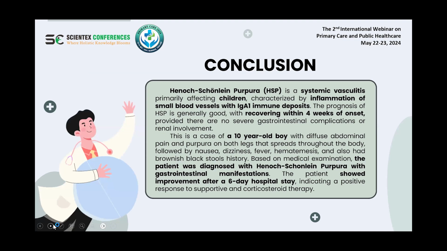And then for the last time, we have a conclusion that HSP is a systemic vasculitis primarily affecting children, characterized by inflammation of small blood vessels with IgA1 immune deposits. In the case of a 10-year-old boy, based on the medical examination, the patient was diagnosed with HSP or Henoch-Schonlein purpura with gastrointestinal manifestation, and the patient showed improvement after a 6-day hospital stay, indicating a positive response to supportive and corticosteroid therapy.